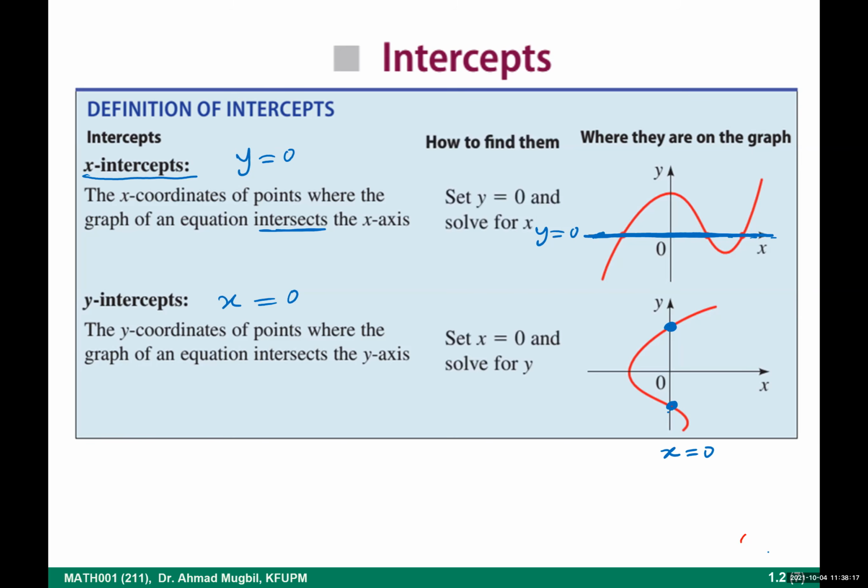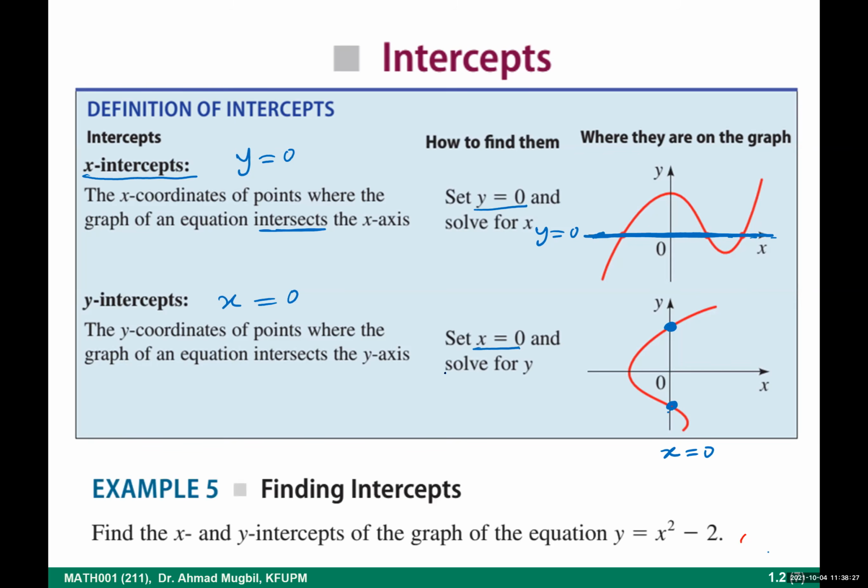So this is how to find them. To find the x-intercept, set y equal to 0 and solve for x. To find the y-intercept, set x equal to 0 and solve for y. Example: find the x-intercept and y-intercept of this equation. Which one is easier to start with, the x-intercept or the y-intercept? The y-intercept is easier.